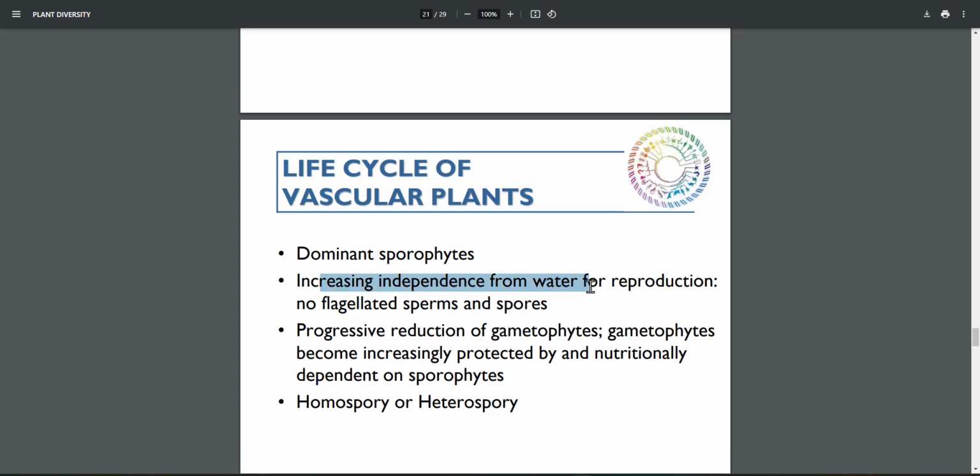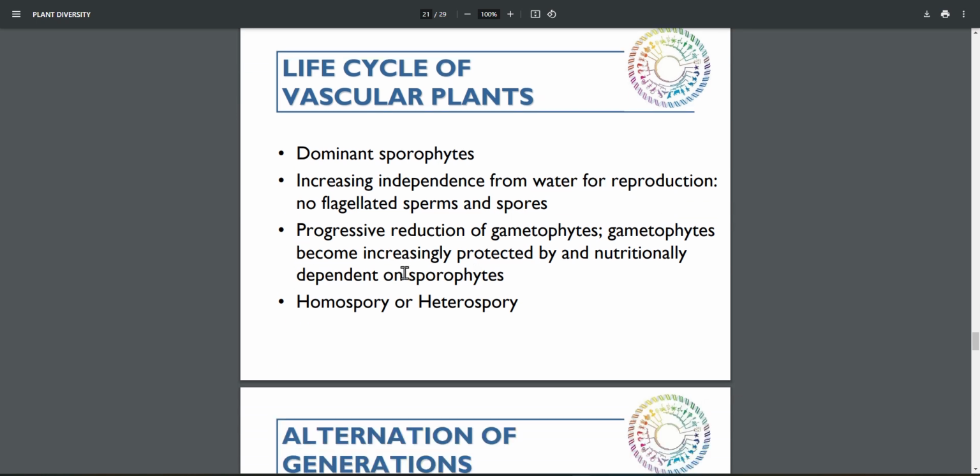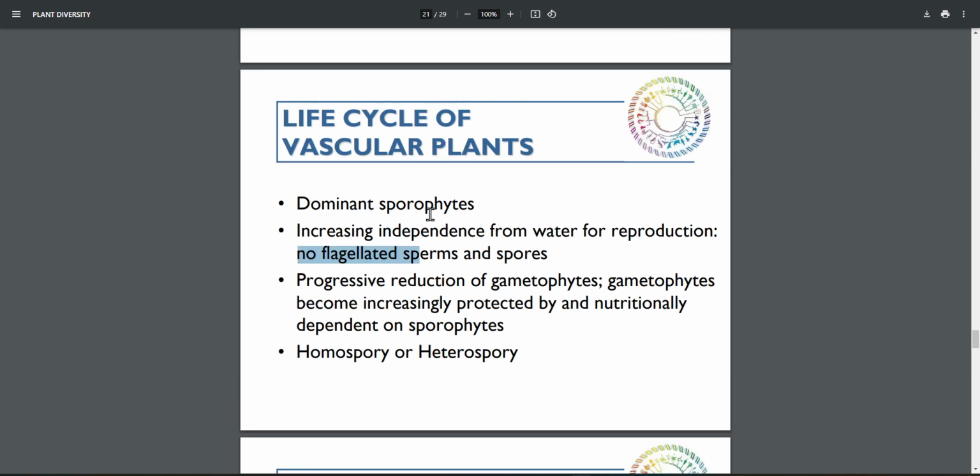So they started to use less water. They don't really need water for reproduction anymore, and sperms and spores are no longer really flagellated. But later, like some other examples, the first examples of seedless vascular plants, they still need water for sperm, I believe, or at least the sperms are flagellated. Spores are not flagellated long ago, I think.